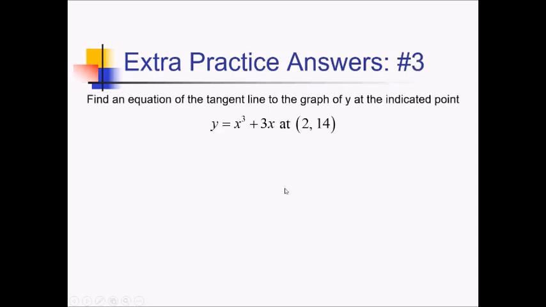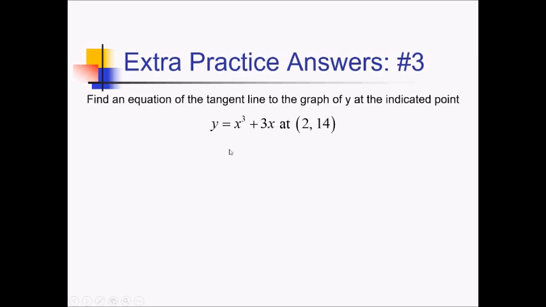For this problem, I want the equation of the tangent line to this cubic function at (2, 14). I'm going to use the point slope formula to get an equation. I have a point already. I just need to find the slope. So I'm just going to take the derivative of this function and plug my point into it.